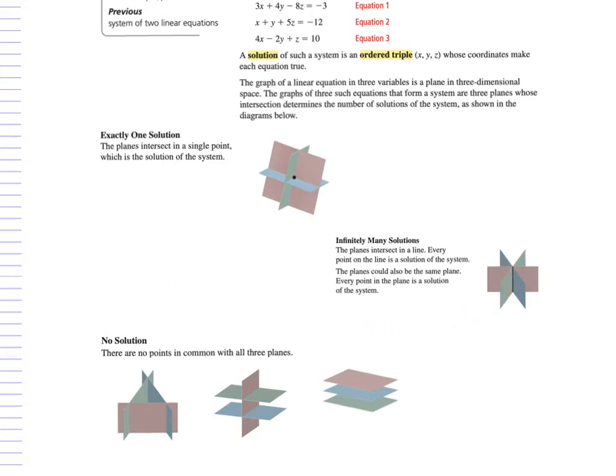Then we have the no solution case. No solution is when they all don't cross at the same time. They don't share any points in common. So this one, the green plane and the pink plane share a line of values. The pink and the blue planes share a line, and the green and the blue planes share a line. But they all don't share the same point, so there's no solution here. Again, here you have 2 parallel planes, so these never share a point, no solution. And here's another possibility, that all 3 planes are parallel.